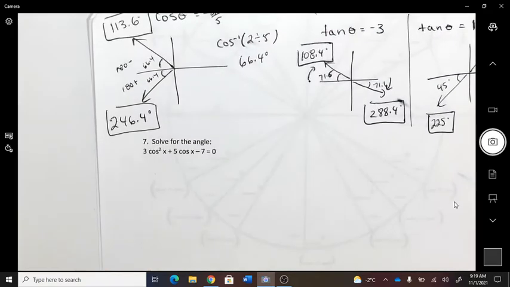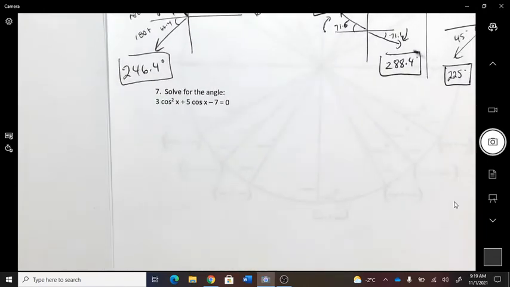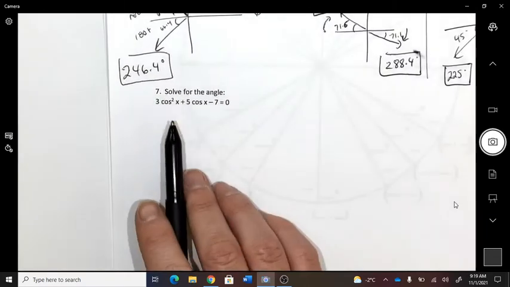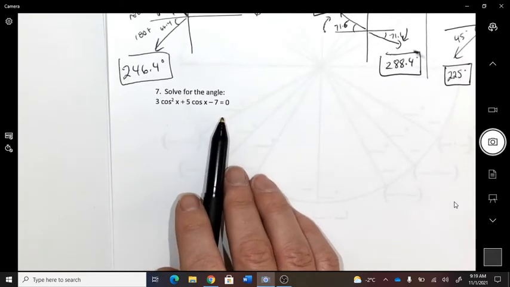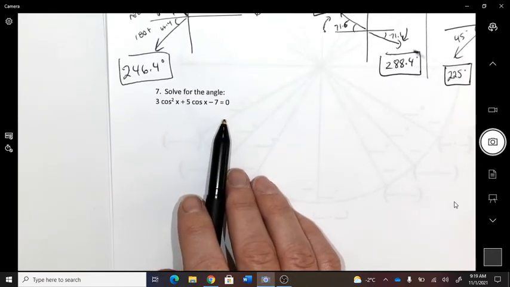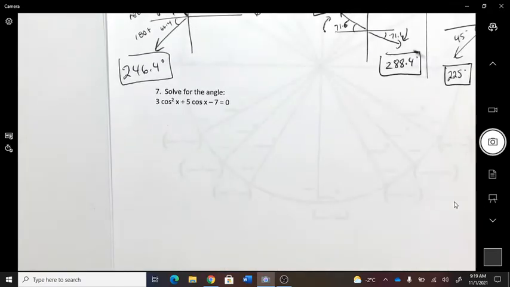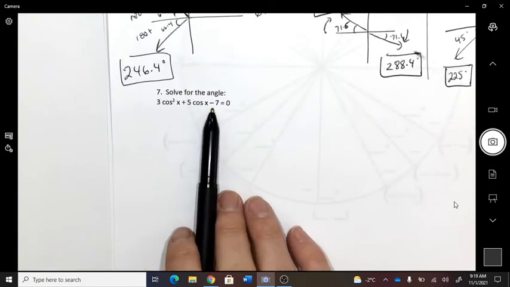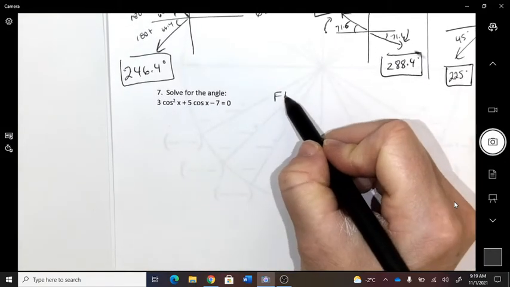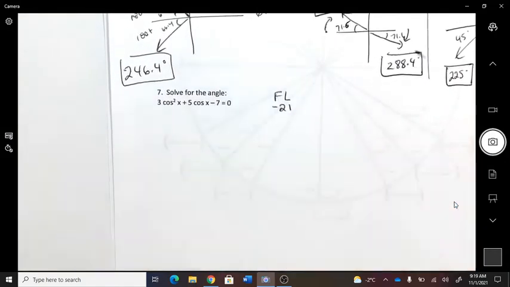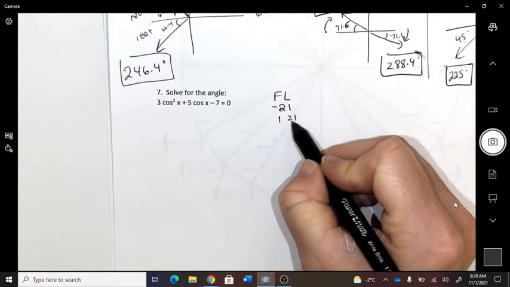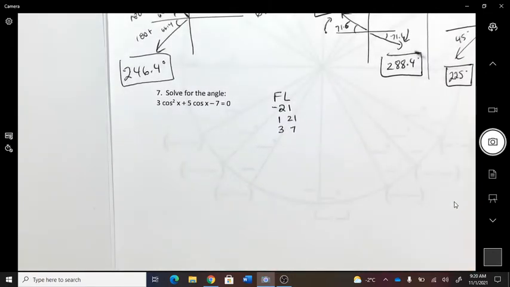Okay, number 7. So this, to me, looks like a complex trinomial. Do you see the parts of it to recognize the algebra? Okay, where am I with my algebra? Complex. Okay, I'm going to flip it to be negative 21. One, 21, 3, and 7. That's it, right? There's not much there.